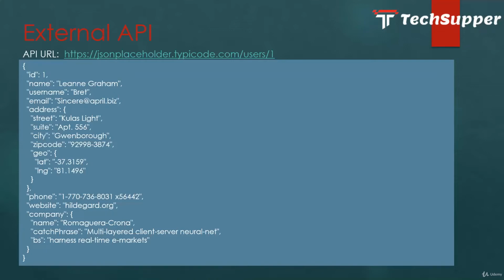https://jsonplaceholder.typicode.com/users/1. When you hit this API in the browser, it will give the corresponding user's details. If you pass 2 instead of 1, then the details will be different. If you pass 3, the details will be different. So we are going to use this external API.